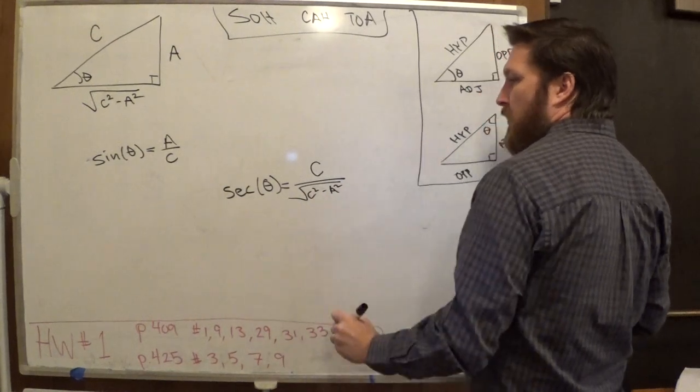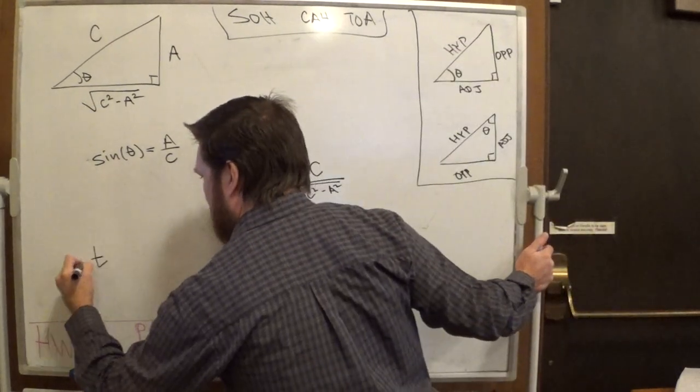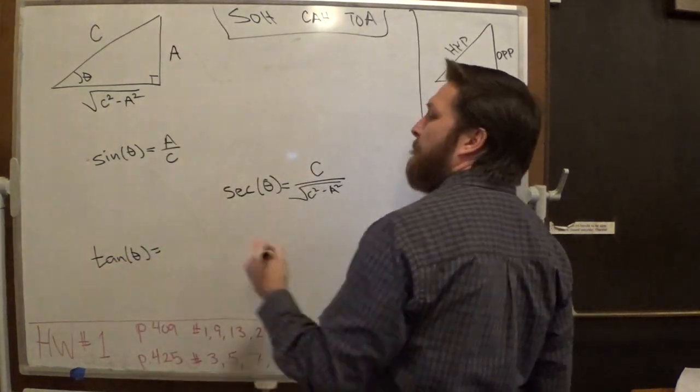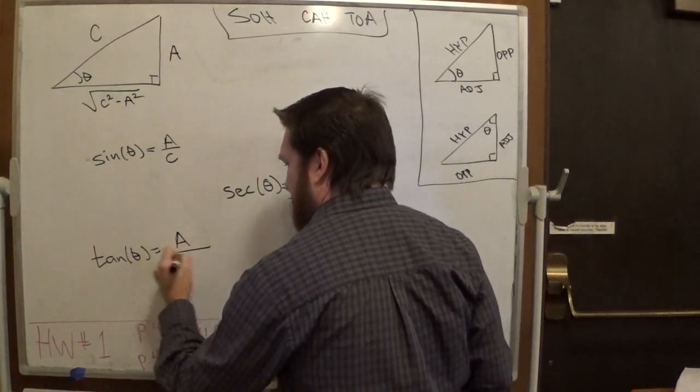Okay. So now let's do tangent. What's tangent? Opposite over adjacent. So A over root C squared minus A squared.